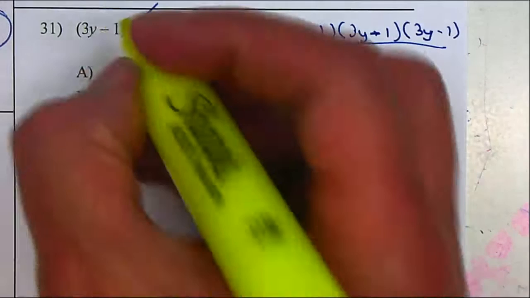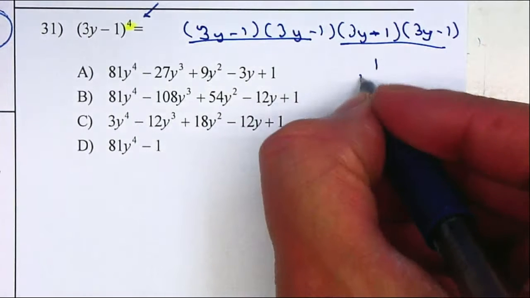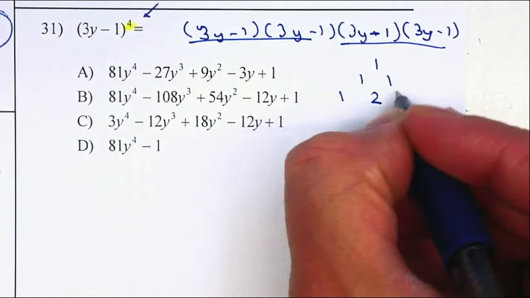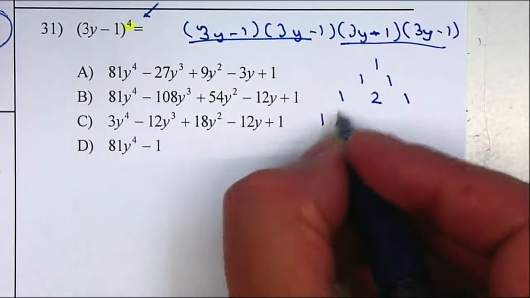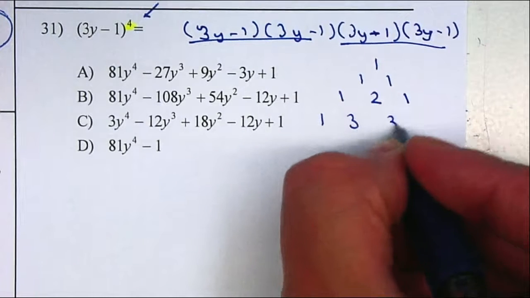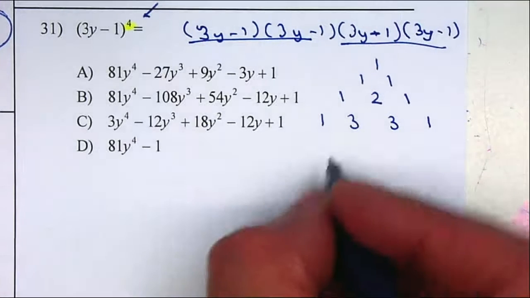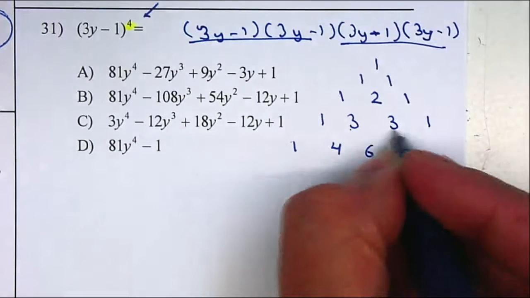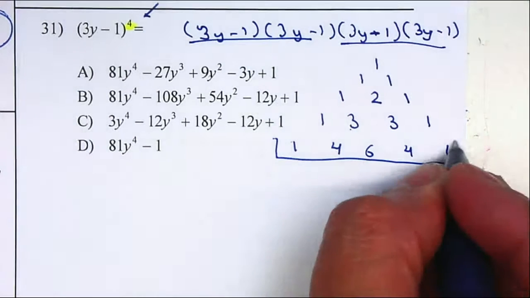Now the exponent is the 4th power, so we need the 4th row. We're going to use Pascal's triangle. It'll be 1, 1. 1 plus 1 gives me 2, and we end up with a 1. So that's the second row. With the 1, that gives me a 3. Add them together gives me 3, and a 1 at the very end. That's the third row. We need the 4th. So 1 plus 3 is a 4, 6, 4, and 1. So this is the row that I'm looking for, the 4th row.